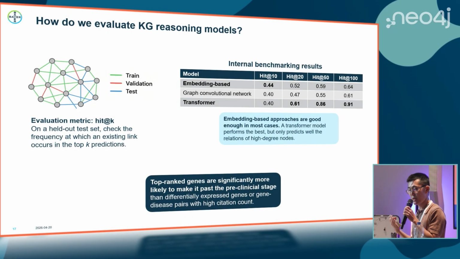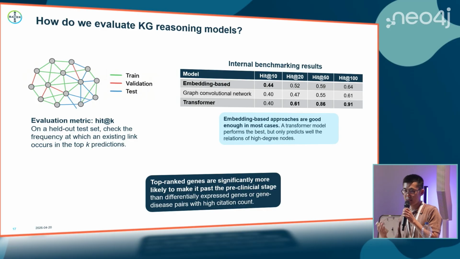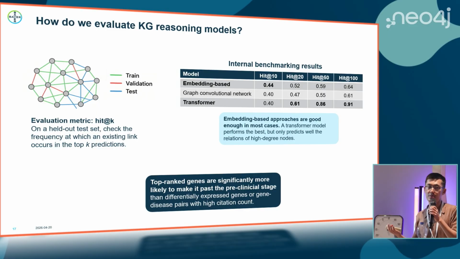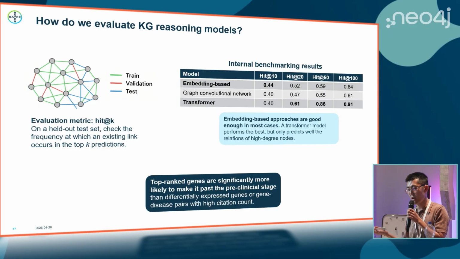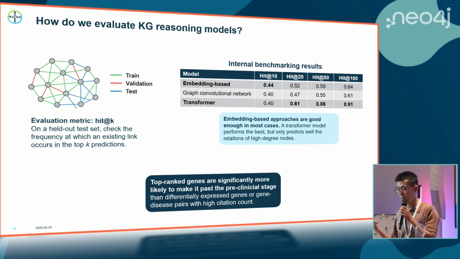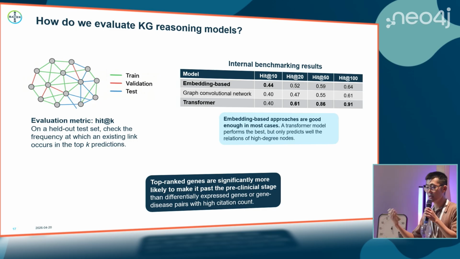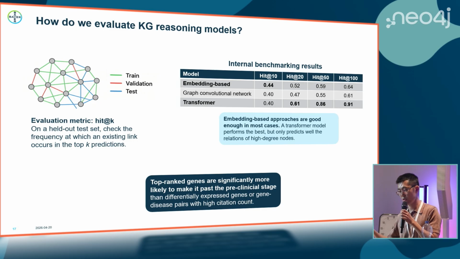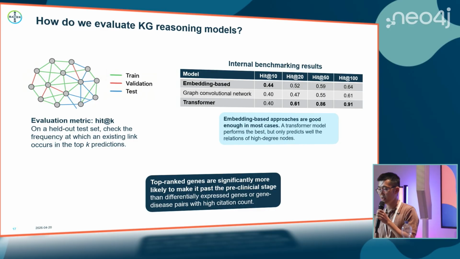So the question is, how do we actually evaluate these reasoning models? One dimension is obviously machine learning evaluation, where you stratify your graph into train, validation, and test data. You train your model, and then you see what comes out on the validation or test set. Here we use the metric called hit at k, which on the held out data checks the proportion at which an existing link occurs among the top, let's say 10, top 20 predictions.